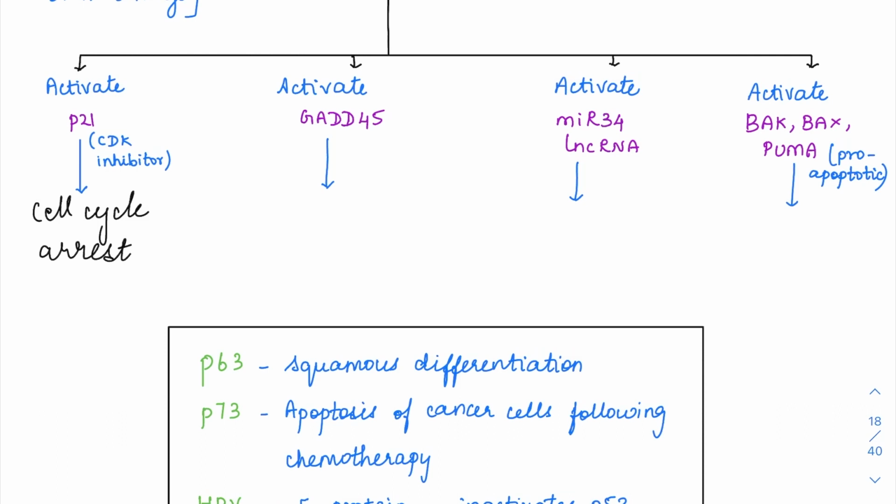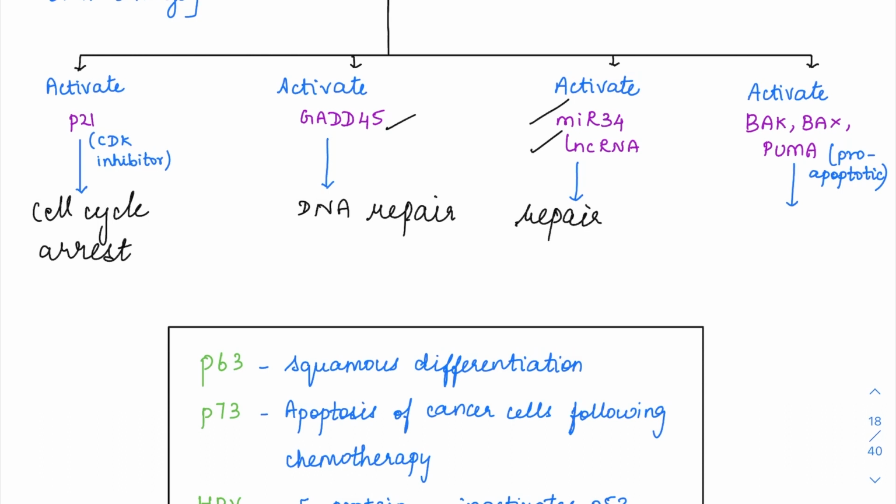Next, P53 is going to activate two other proteins called GADD45 and also other microRNAs and non-coding RNAs like microRNA 34 and long non-coding RNA. So these are going to be activated and they will result in DNA repair. The cell cycle is arrested, so it is giving time for repair. First it will try to arrest the cycle, and then it will give the time for repair by activating this GADD45 and the microRNA and long non-coding RNA.